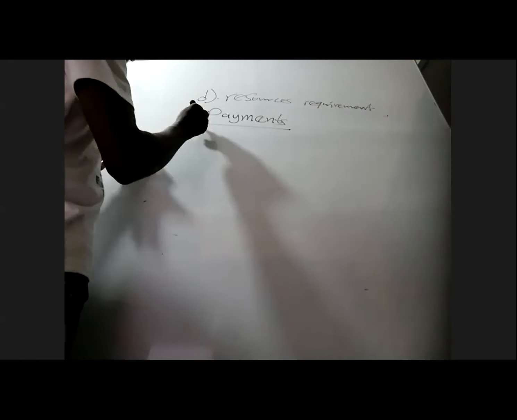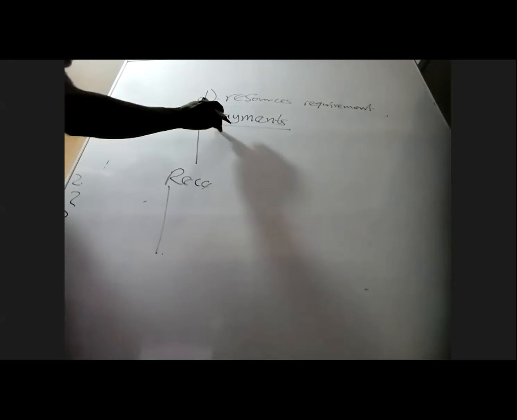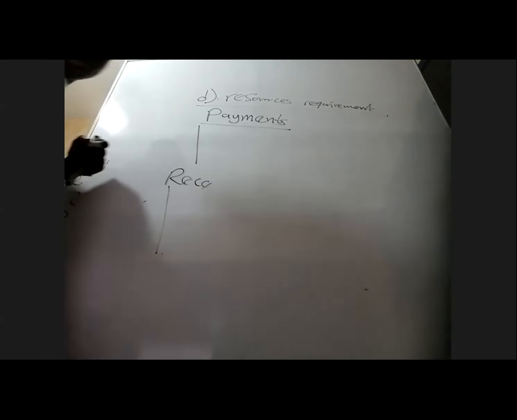Then you list all the payments on one side. You come to receipts. You list the payments first, and whatever you get, you bring it here as the receipts. So now let's take our time and go through one after the other. Then you will be fine.